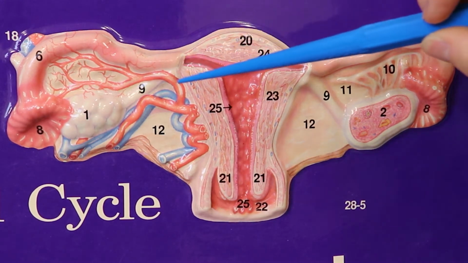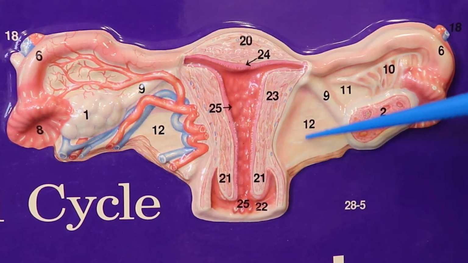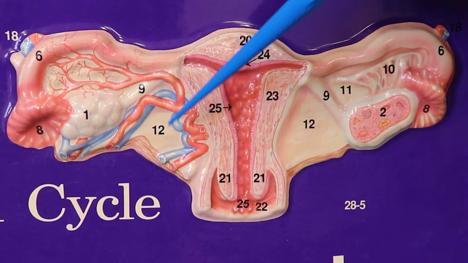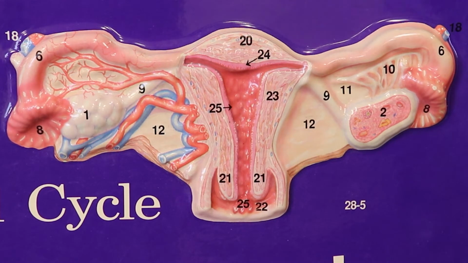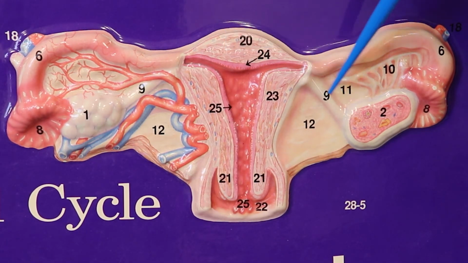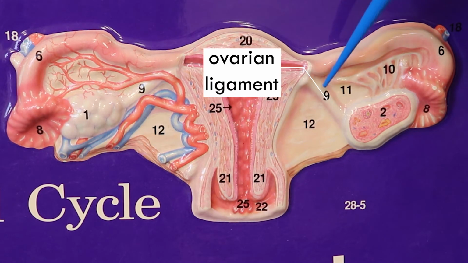The uterus has a ligament called the broad ligament, and the broad ligament attaches the uterus to the pelvic wall. There is a portion of the broad ligament that is located between the fallopian tube and the ovary, and that is called the mesovarium. And the ovary itself is linked to the uterus by way of the ovarian ligament.